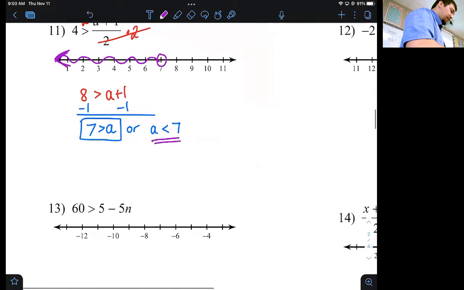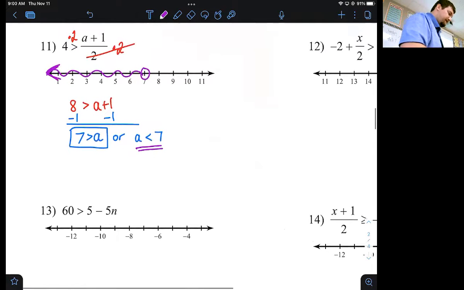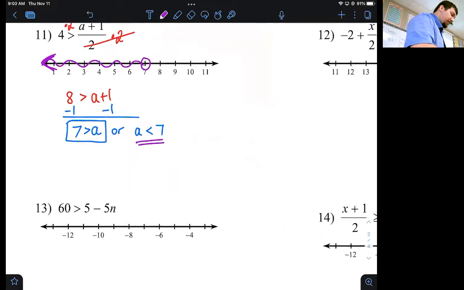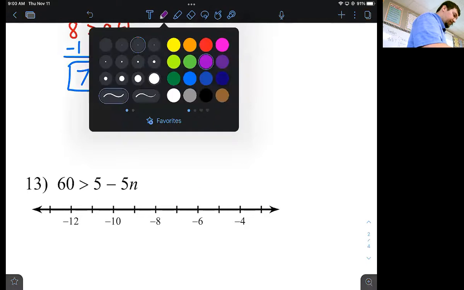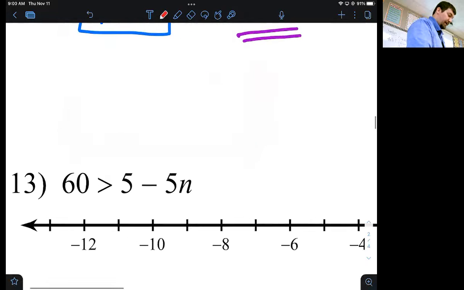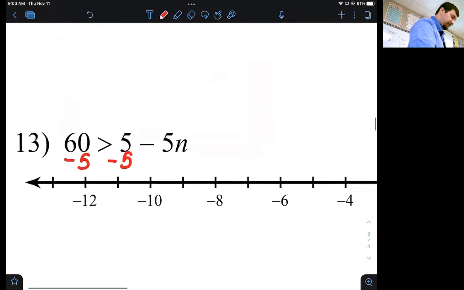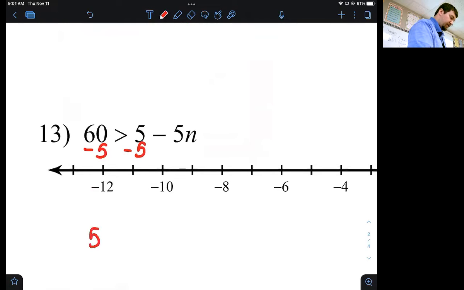Okay. Number 13. Number 13, 60 is greater than 5 minus 5n. Back to you, Ashlyn. What's our cousin Eddie term? That's the one in the middle, right? The constant. So I put a minus 5, and Ashlyn, what's 60 minus 5? 55. Step 1 is done.